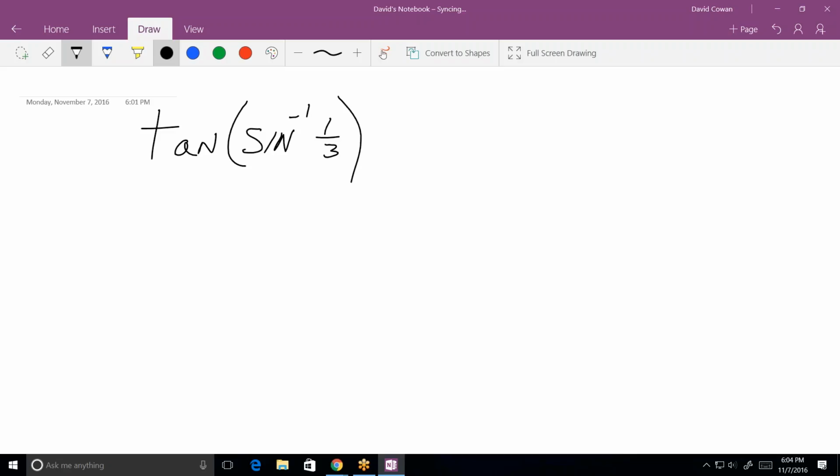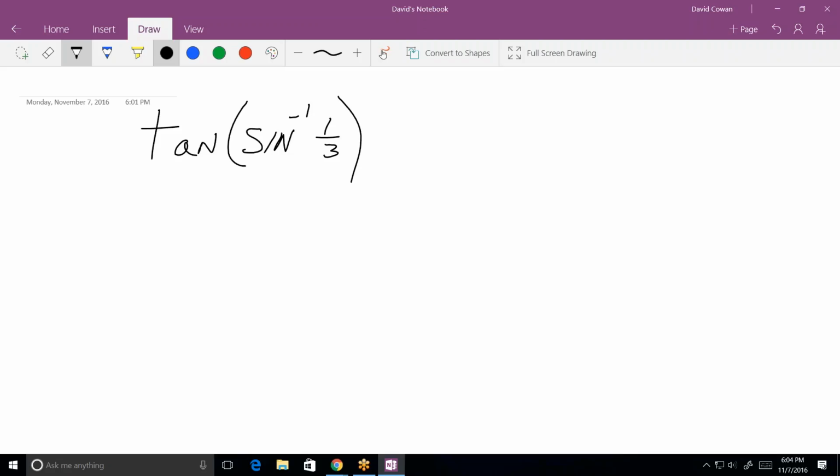Can you use the calculator? Are you allowed to use it? No. Ah, interesting. So we can't just plug it in. In other words, if you could use your calculator, you'd plug that in and come up with the angle. Remember that when you use inverse, you're always getting an angle as an answer. And then you take the tangent of that angle.